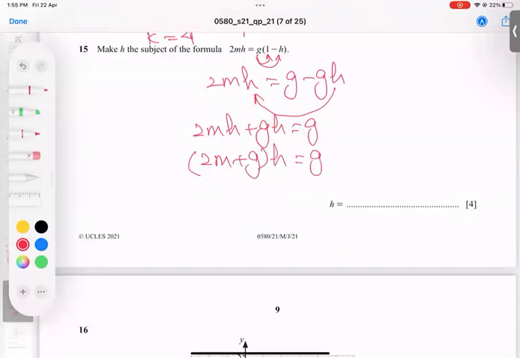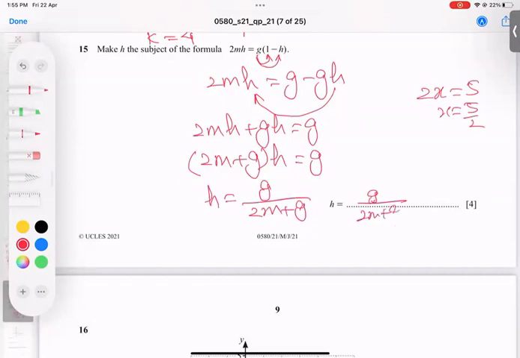My target is h as the subject, so whatever is multiplying will go down, same like this. 2x is equal to 5, so 2 will divide and look like this. So same story. So h becomes g over 2m plus g.